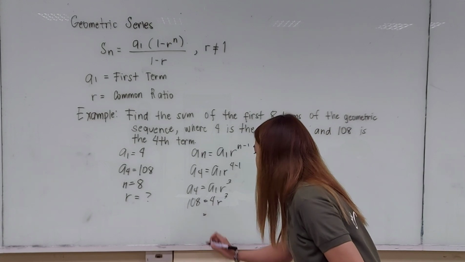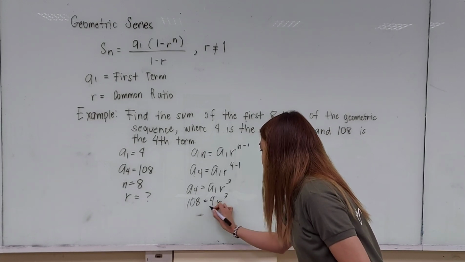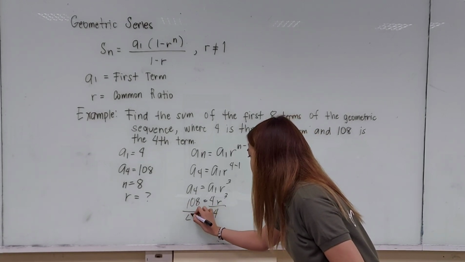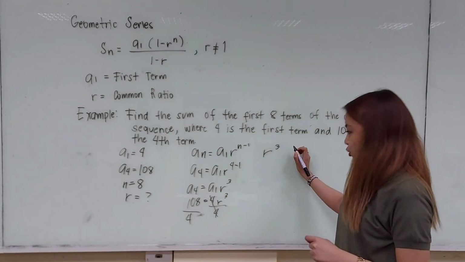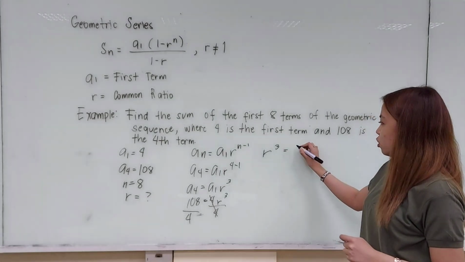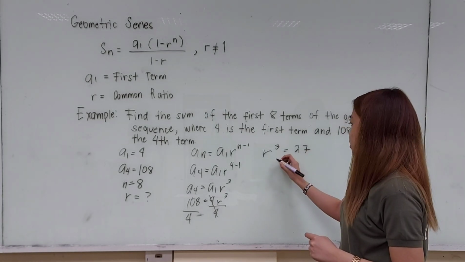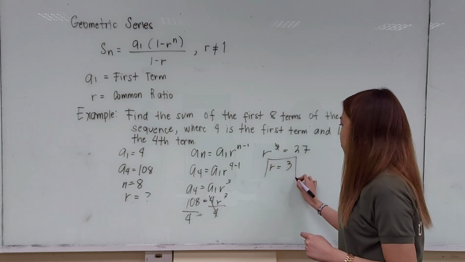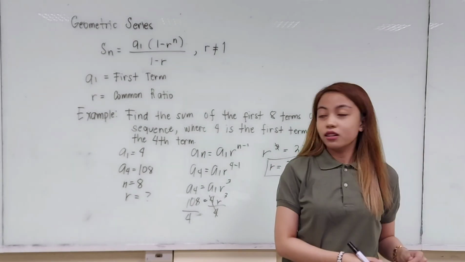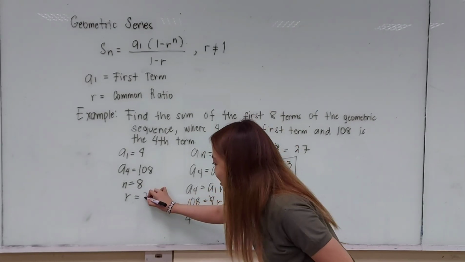So, divide both sides by 4 to cancel it out. So, r cubed is equal to 27. Then, we need to cancel this. r is equal to 3. Now, we get our common ratio, which is 3.